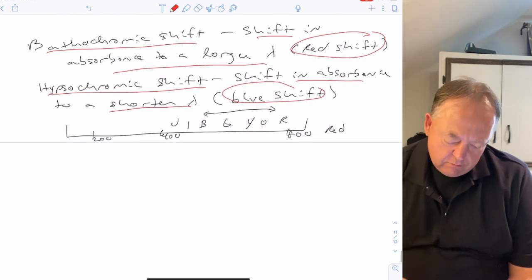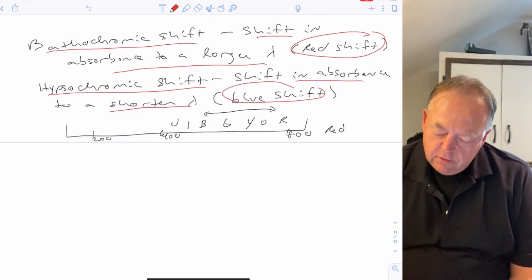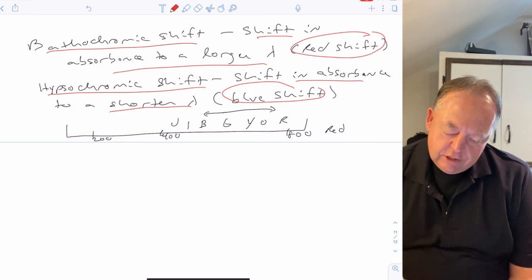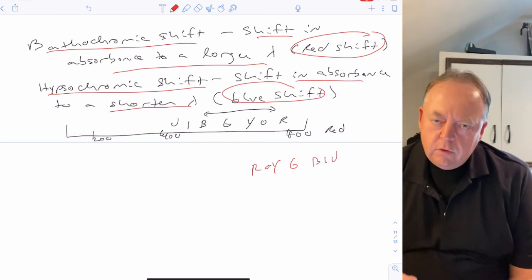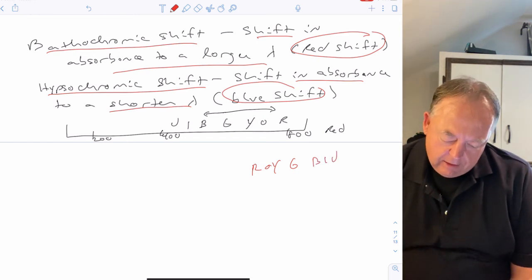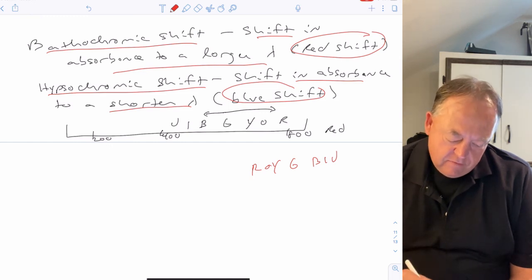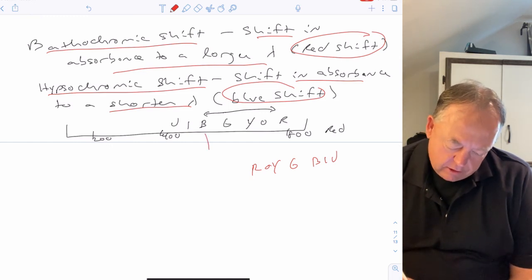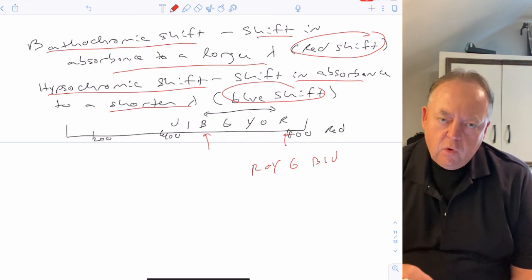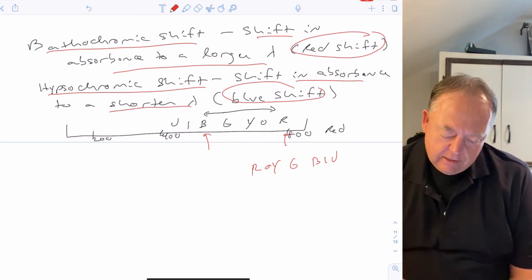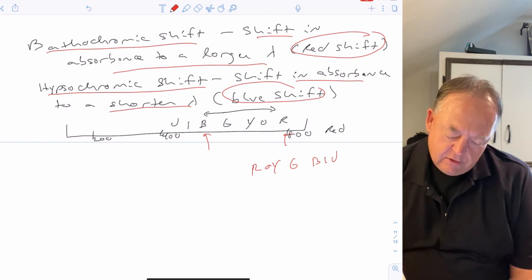Right? Why red shift and blue shift? If you know the acronym Roy G. Biv, the colors in the rainbow in order, red is around 800 nanometer, violet is around 400 nanometer, right? There's blue, there's red. So if it's shifting towards longer wavelength, then it's moving towards red light. And if shifting towards a shorter wavelength, then it's shifting towards blue light.